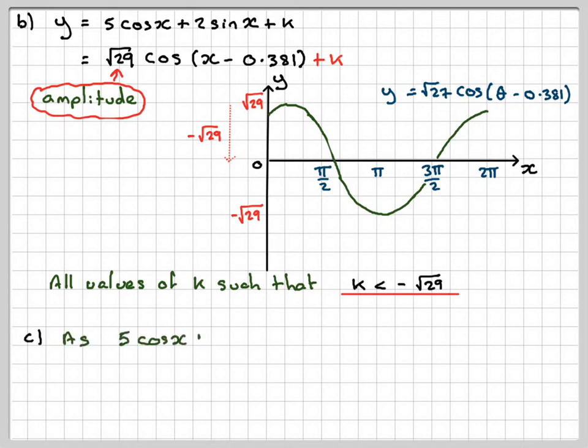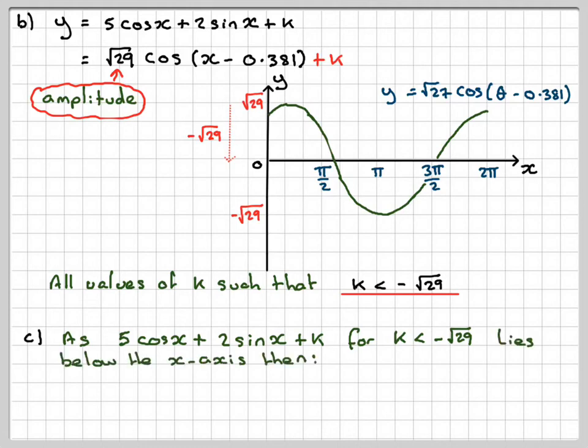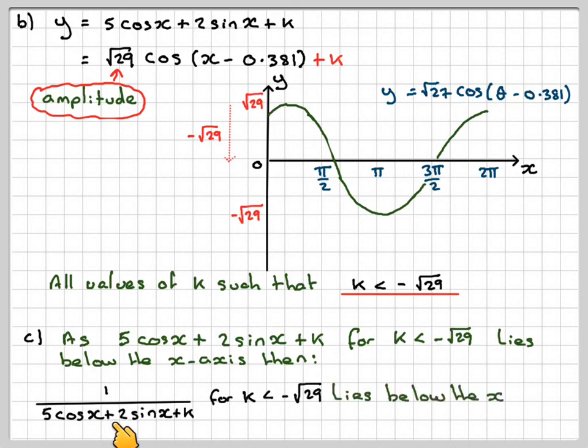Now for the reciprocal graph, as 5 cos x plus 2 sine x plus k for k less than minus root 29 lies below the x-axis, then 1 over (5 cos x plus 2 sine x plus k), by putting it over 1, the sign is not going to change. For k less than that, it also lies below the x-axis.